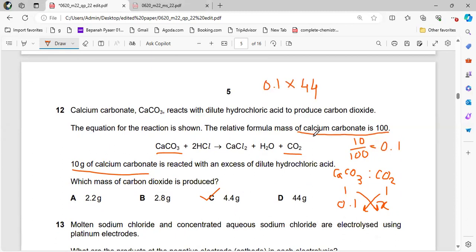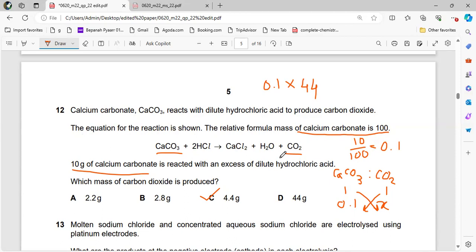So here they have given us the relative formula mass of calcium carbonate, and only how much calcium carbonate is used to react is given. Okay. And the equation is given. Now using this given data, we are going to find out the mass of carbon dioxide formed.